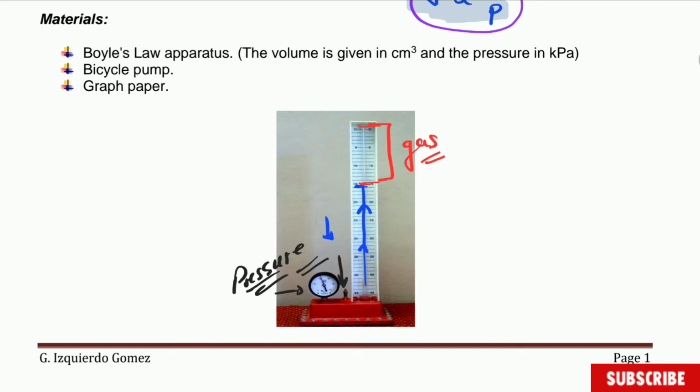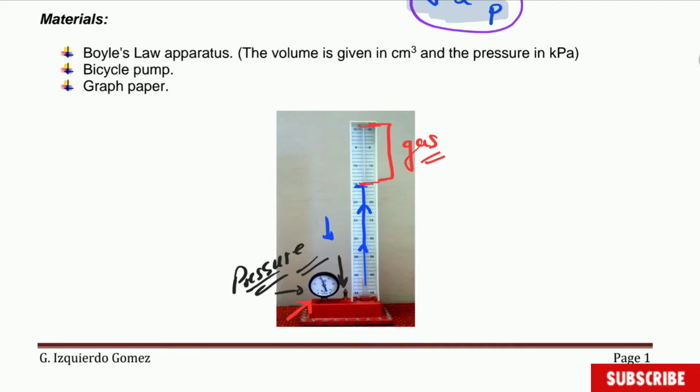Let's say, to measure pressure, this apparatus here, this little clock, if I may say. This one is to measure pressure, but it doesn't start from zero. It doesn't start from zero because it starts from atmospheric pressure. So the number that you will see there is the atmospheric pressure.